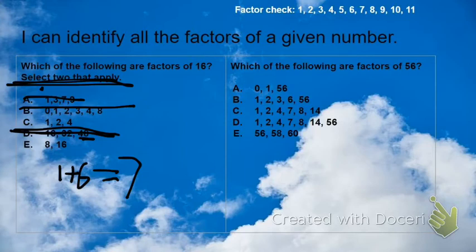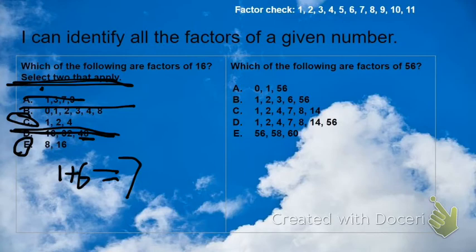Well, 1 times 16 is 16. 2 times 8 is going to give me 16. 4 times 4 is going to give me 16. So this one's all correct. 8 times 2 is going to give me 16. And 1 times 16 is going to give me 16. So C and E are the correct answers.